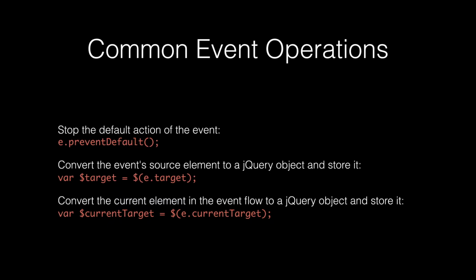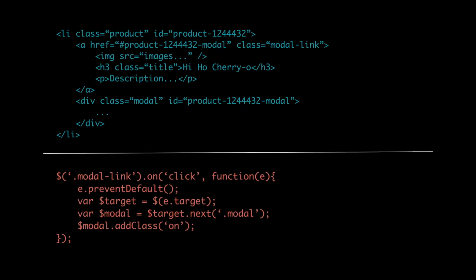So if you listen for a click on a button, it would be logical to say var $button is assigned $(e.target), something like that. All right, so here is just a little example, and then we'll switch over to the demo and do a little bit more there. Take a look at the structure here.